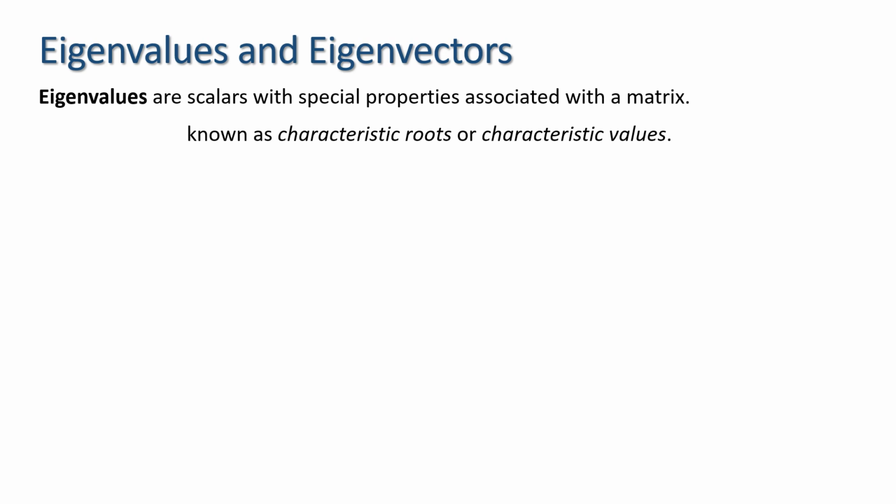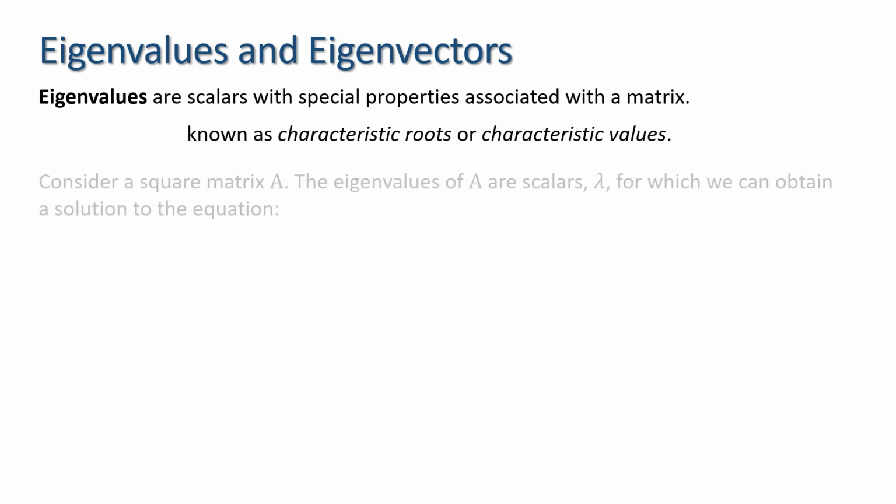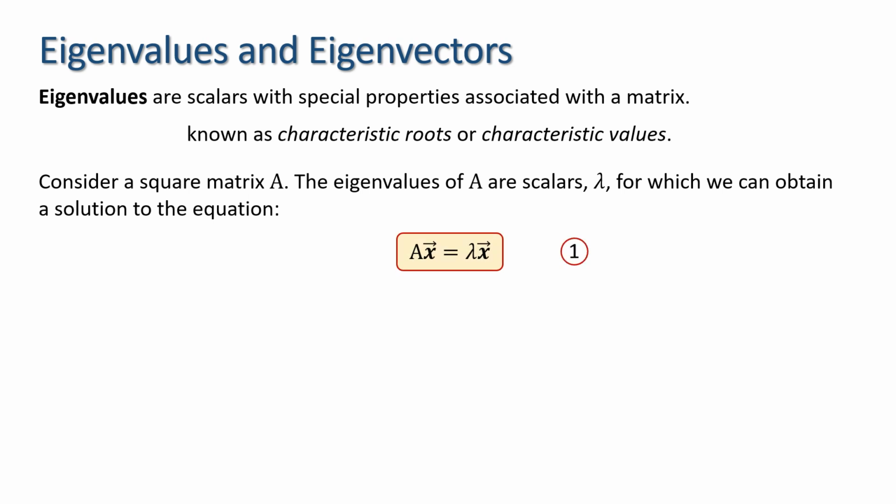This is discussed in some detail in my previous video, Eigenvalues and Eigenvectors, so I'm just going to summarize how they're defined here. Given a square matrix A, the eigenvalues are scalars lambda for which we can find non-zero solutions to the equation Ax equals lambda x, and the corresponding vector x is known as an eigenvector.